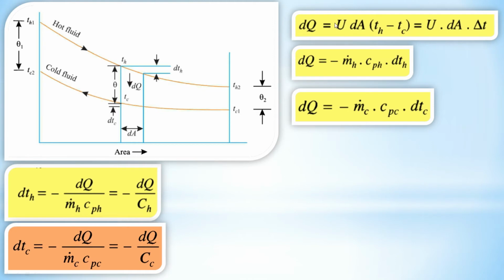Now, from these two equations, we make the subject dTh and dTc. So dTh equal to delta Q, the negative sign will remain as it is, divided by m dot h into Cph. Same here, we make the subject dTc equal to delta Q divided by m dot c into Cpc.